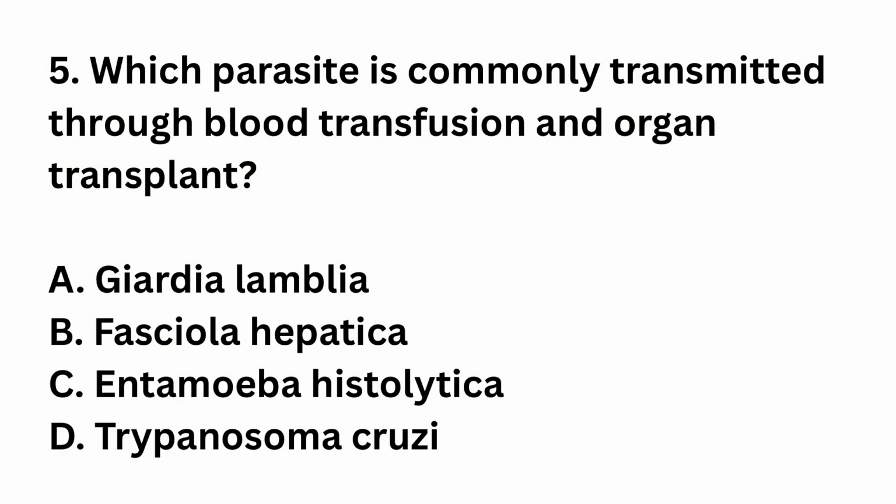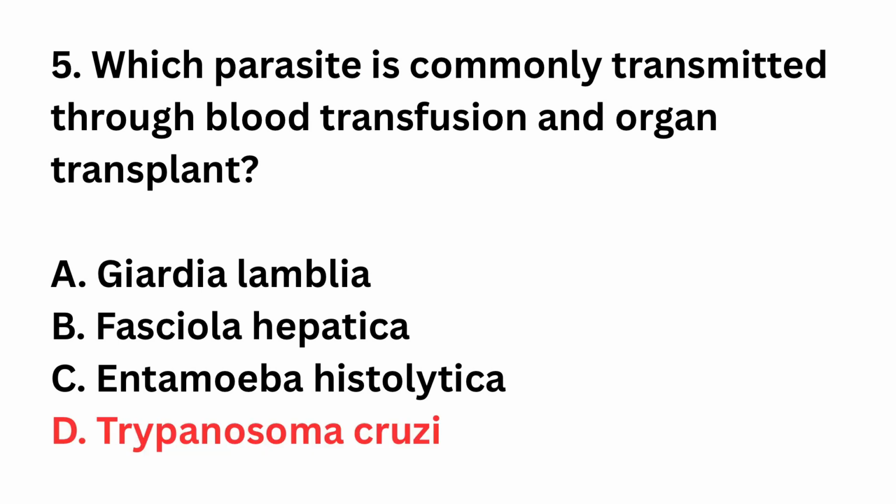Question number 5. Which parasite is commonly transmitted through blood transfusion and organ transplant? Giardia lamblia, Fasciola hepatica, Entamoeba histolytica, Trypanosoma cruzi. The right answer is option D, Trypanosoma cruzi. Trypanosoma can spread through contaminated blood products. It causes chronic Chagas cardiomyopathy.